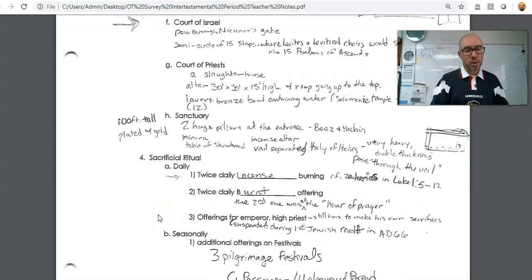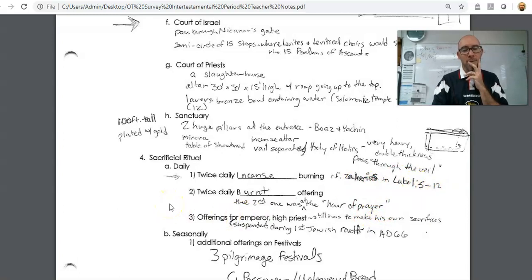Sacrificial ritual went on every single day. There was twice daily incense burning. That was during times of prayer. You can read about that with Zecharias. John the Baptist's dad did it. We also read about Peter and John going at the hour of prayer. And there were twice daily burnt offerings offered up. The second one was at the same time as the hour of prayer. Yeah, there's Zecharias in Luke chapter 1.